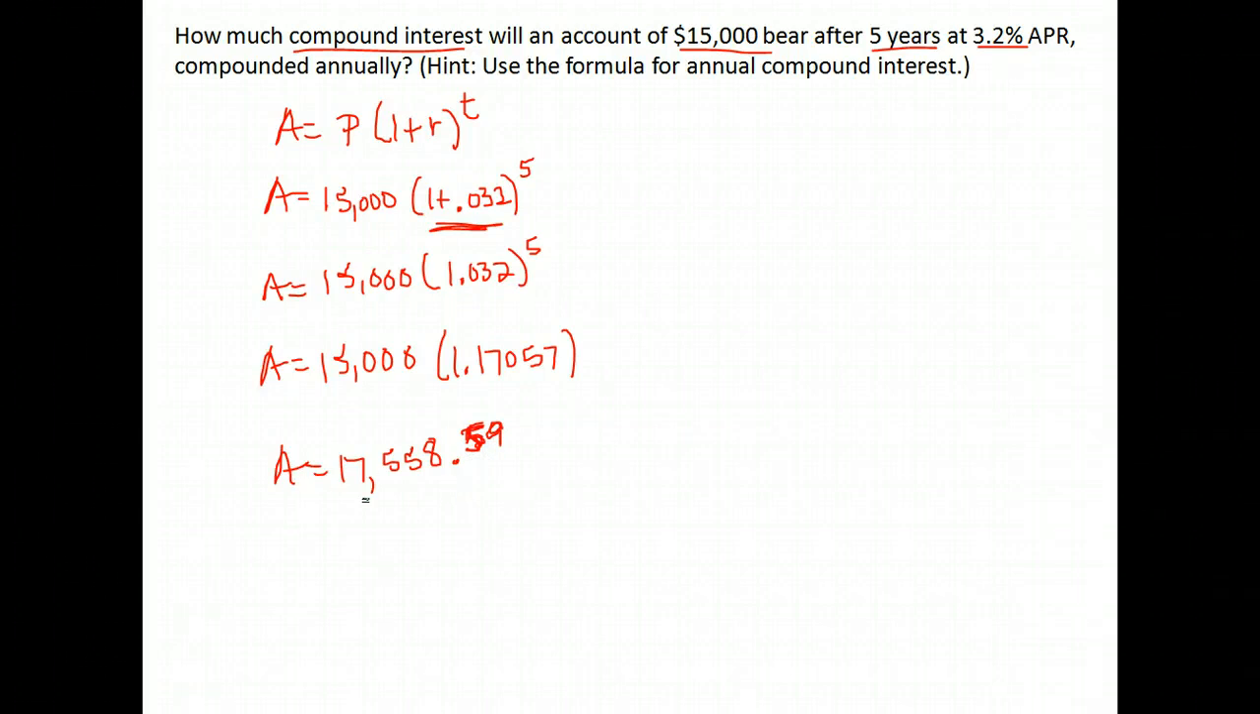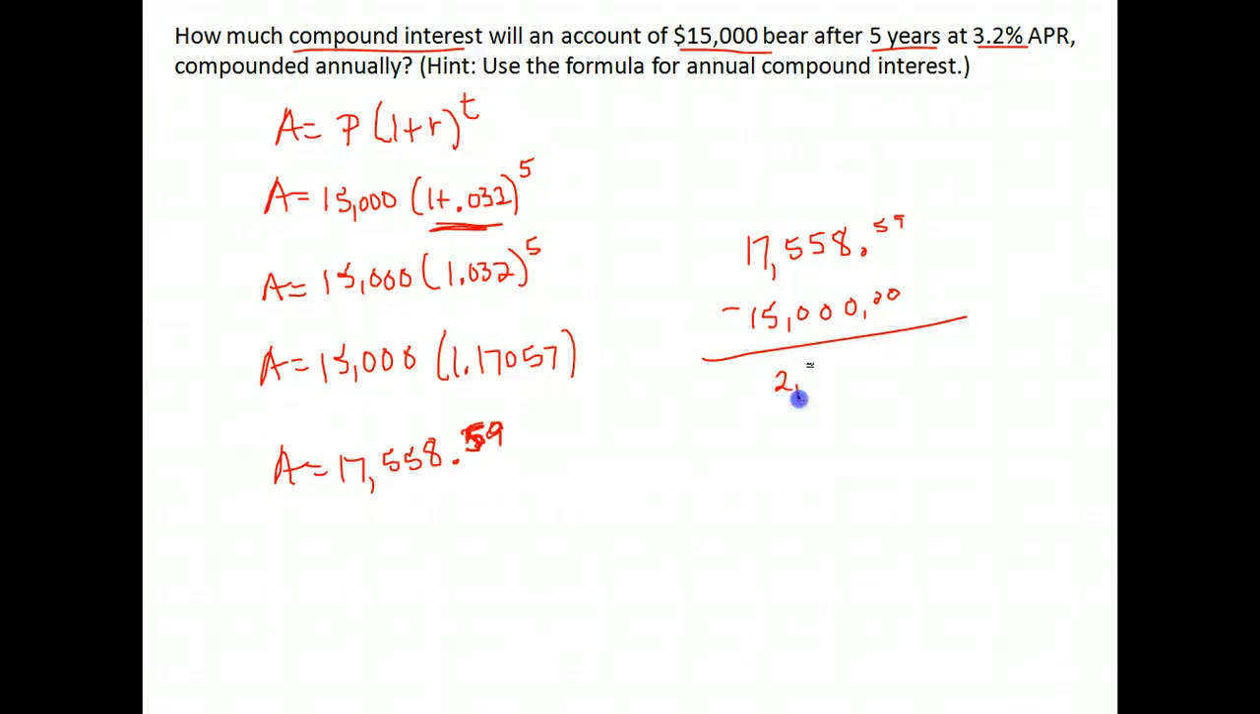Okay. Now this is the amount that's in the account at the end of those 5 years. They asked how much compound interest it would bear. So we need to go back and say, okay, well, how much interest did we earn? We ended up with $17,558.59. We started with $15,000. What's the difference there? Because the difference between those two is how much it grew by, and how much that is the interest, is how much you're growing by. So we find that it would bear $2,558.59 in interest.